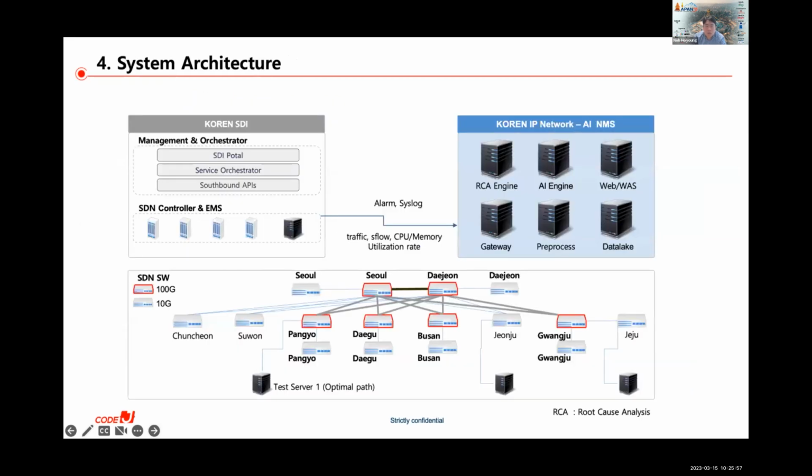This is the system architecture of current IP networks and AI NMS. To explain, hardware is a gateway for data collection, pre-process for data pre-processing and normalization processing, data lake for storing big data, RCA engine, root cause analysis so-called, AI engine for anomaly traffic detection. It consists of a web server for control and monitoring. In IPSDN, 3 servers are connected to the switch and probe for path calculation is driven.